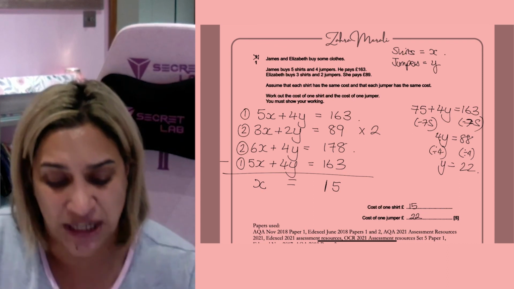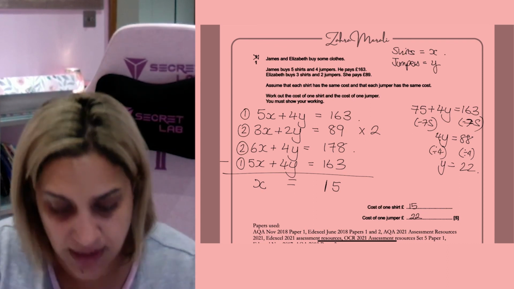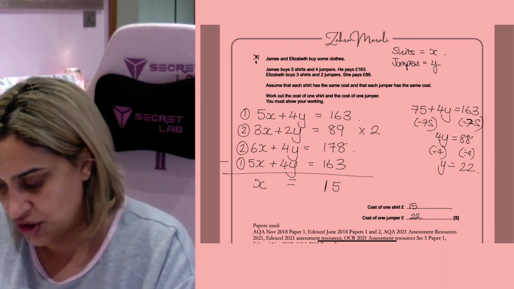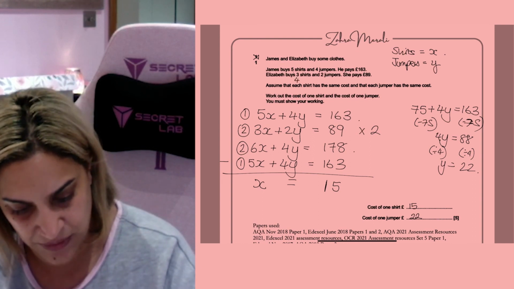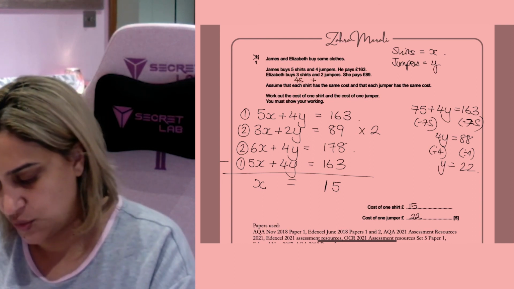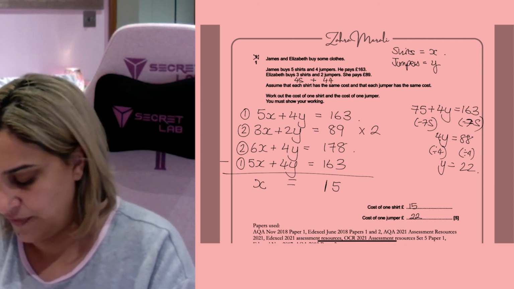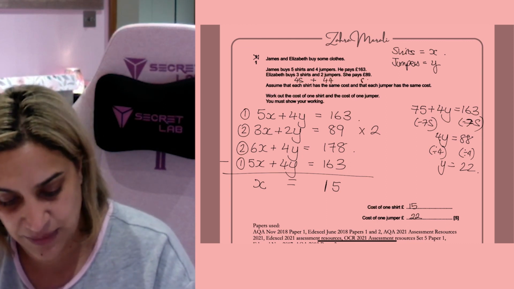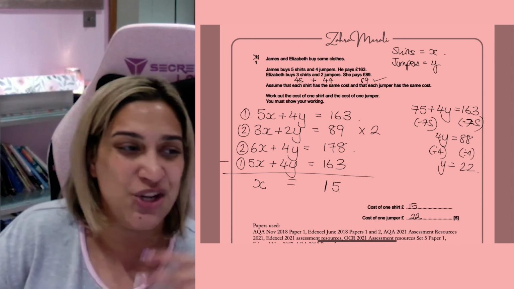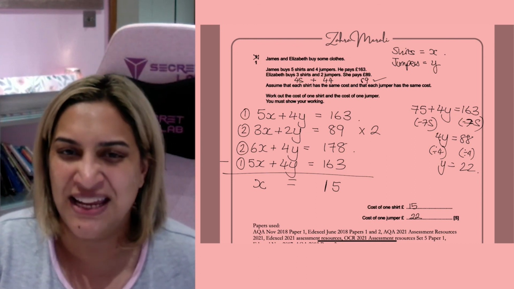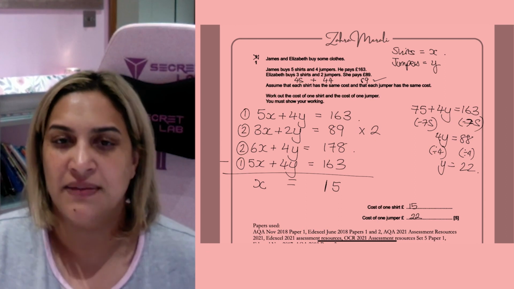And you can double check it. You can say, well, 3 shirts costing £15 each is going to be £45. 2 jumpers at £22 each is going to be £44. If I add up those 2 numbers, does it give me 89? Yes, I know I've done it right. So that check isn't really part of your working, that's more for yourself.